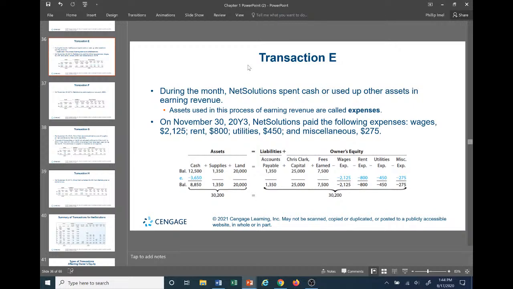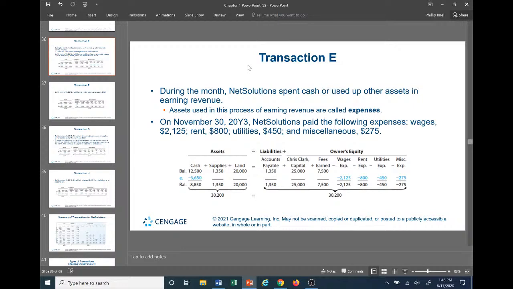Once again, an expense is anything that a company incurs in order to produce revenue. You're either going to expend cash or other assets in order to earn revenue. And remember, the key here is to earn a profit. You want your revenues to be higher than your expenses. So any cash spent or any consumption of assets to produce revenue is known as an expense. Okay, now let's look.